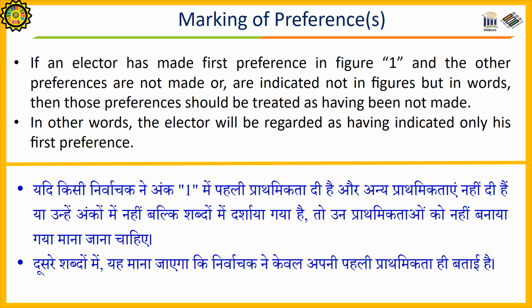If an elector has made first preference in figure 1 and the other preferences are not made or are indicated not in figures but in words, then those preferences should be treated as having been not made. In other words, the elector will be regarded as having indicated only his first preference.